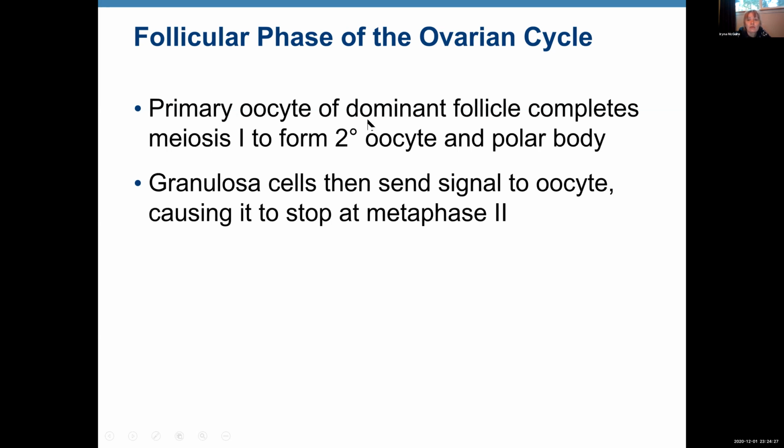So the primary oocyte of the dominant follicle completes meiosis 1 to form a secondary oocyte and a polar body. Granulosa cells then send a signal to the oocyte, causing it to stop at metaphase 2. So now in a dominant follicle, we still have a primary oocyte, and now the primary oocyte enters meiosis, right? Meiosis 1 forms the secondary oocyte, and the secondary oocyte is arrested in metaphase 2. So it does not finish meiosis 2.